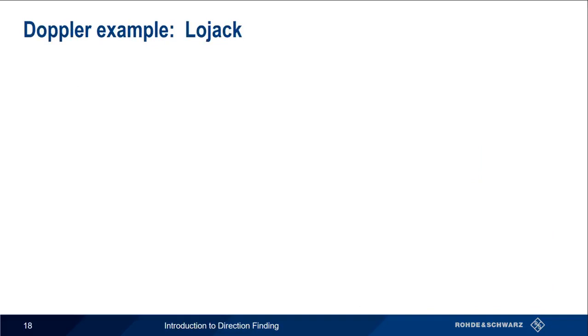Doppler DF is a DF methodology often used by hobbyists, for example amateur radio operators, mostly because it's relatively low cost. However, Doppler is also used in both commercial and military direction finding systems, one example of which is the LoJack system used to track stolen vehicles.